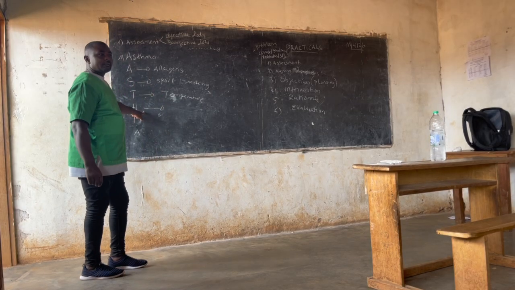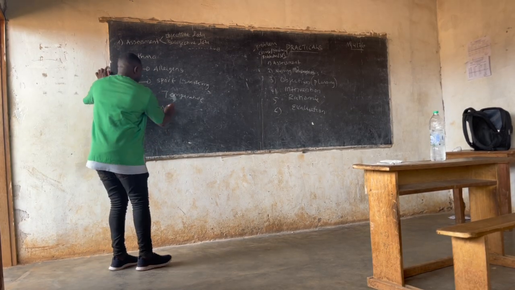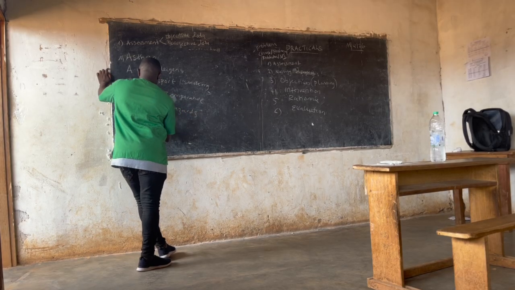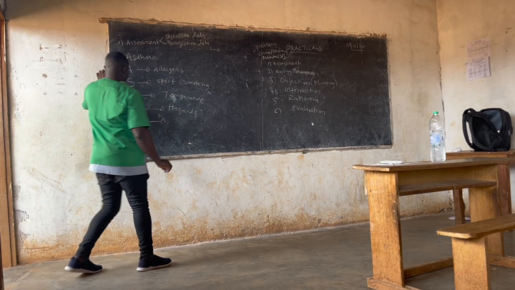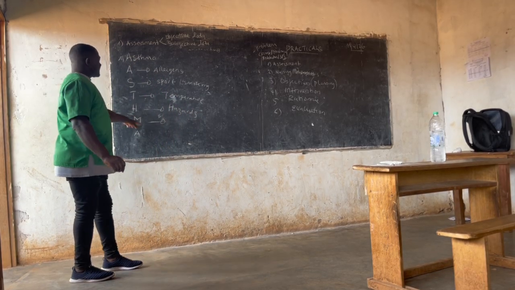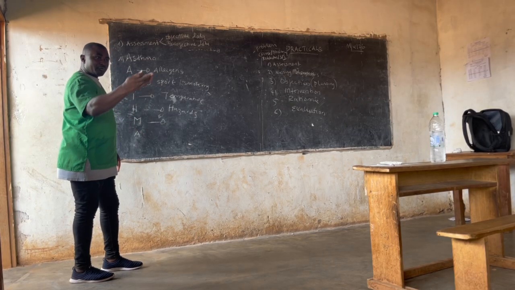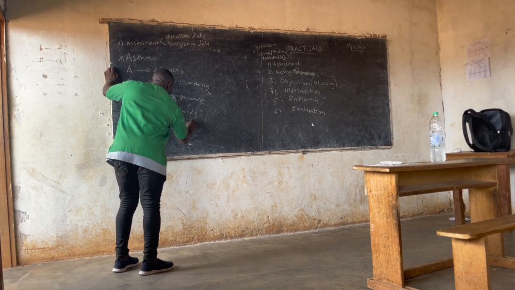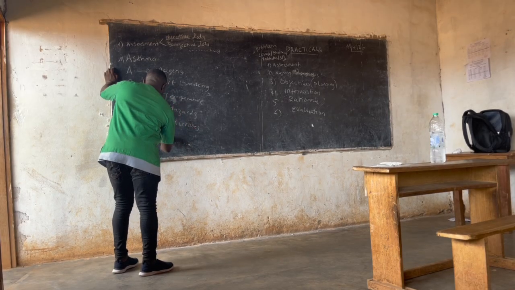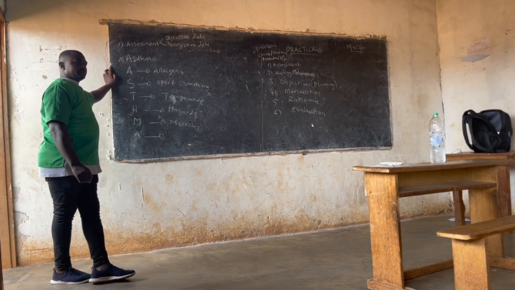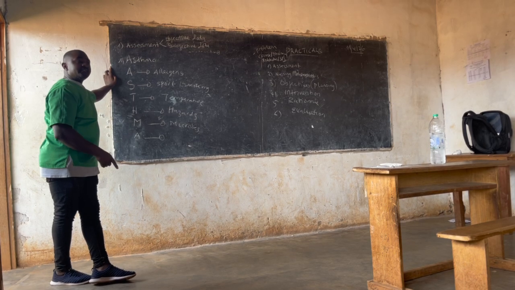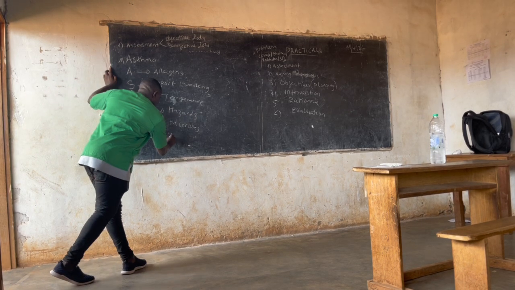H stands for hazards because asthma. M stands for microbes, as we're talking about bacteria, microbes. A stands for anxiety, can cause asthma.